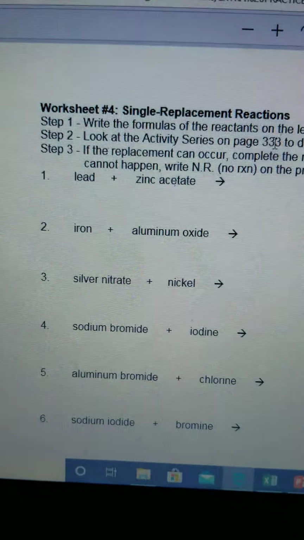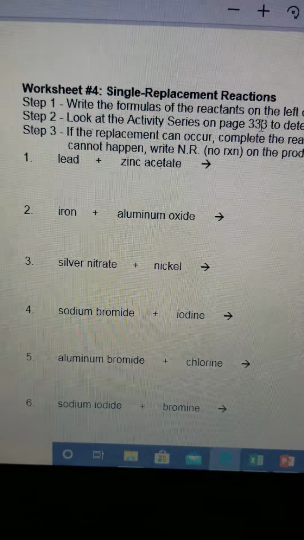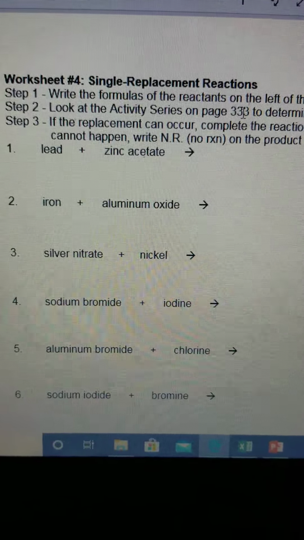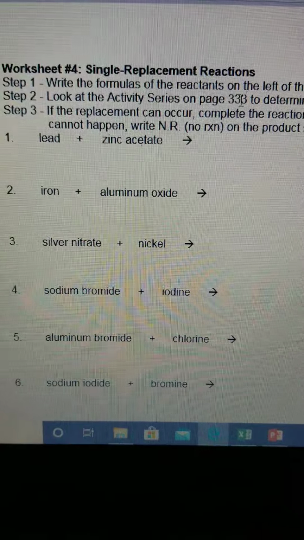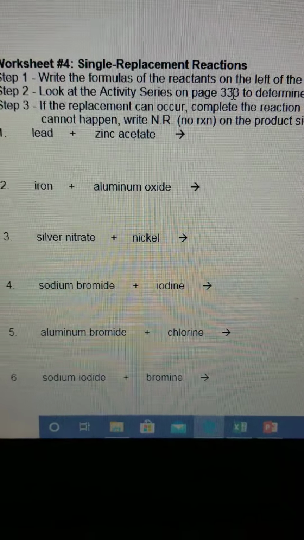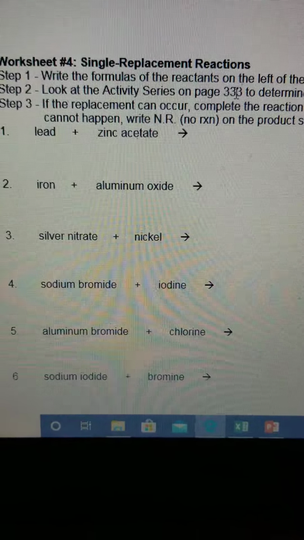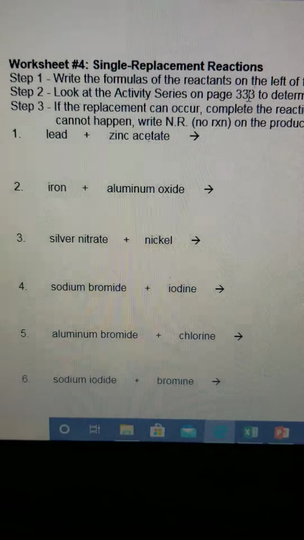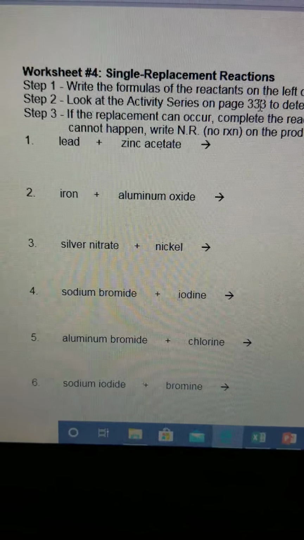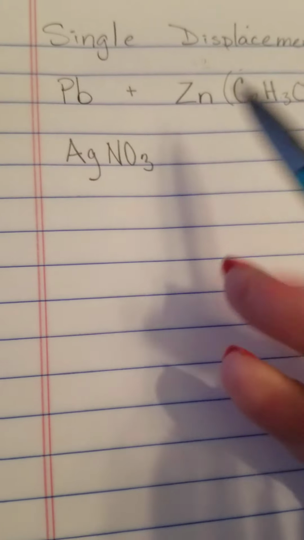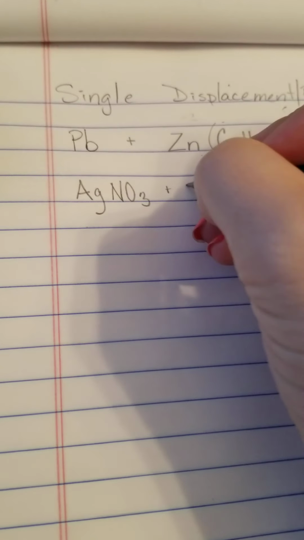Okay? Let's try another one. Let's try number 3. In number 3, we have silver nitrate. So silver is Ag. Back of the periodic table says it has a +1 charge. Nitrate is NO3. That's on the back of the periodic table as well as a polyatomic ion. It has a -1 charge. Okay, so we have silver +1, nitrate -1, they cancel each other out, plus nickel.